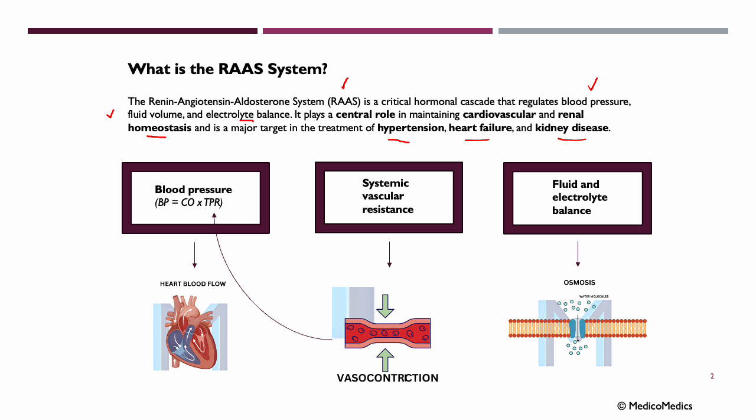Now, its main physiological functions include maintaining blood volume and blood pressure, and it does this through vasoconstriction and sodium-water retention. So, by constricting our vessels, we elevate our total peripheral resistance. The same way, if we retain fluids, we increase our blood volume, also impacting our blood pressure. So all in all, the RAAS cascade plays a key role in maintaining blood pressure by influencing both the total peripheral resistance and indirectly cardiac output.